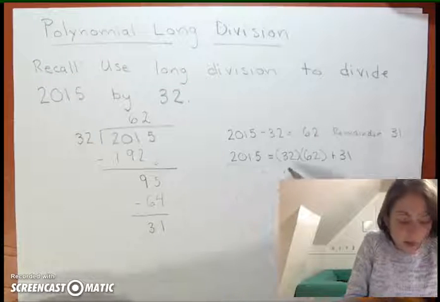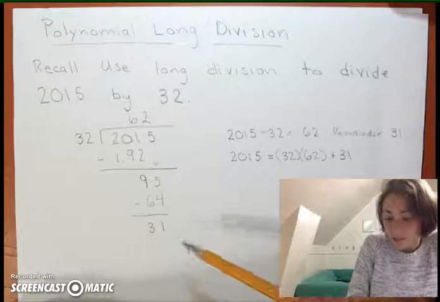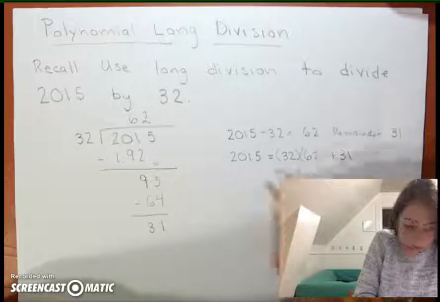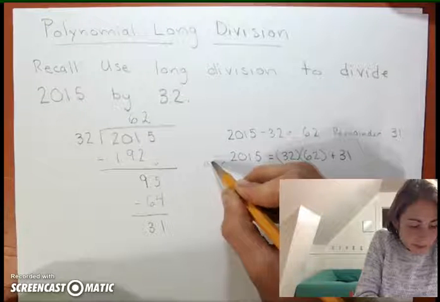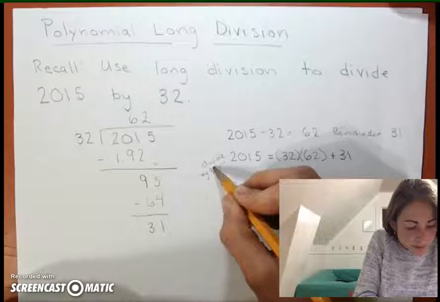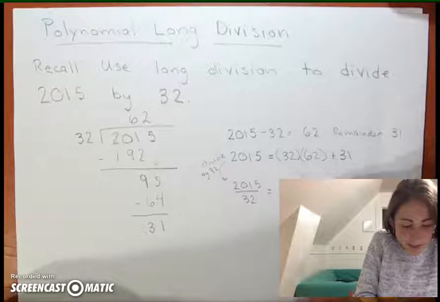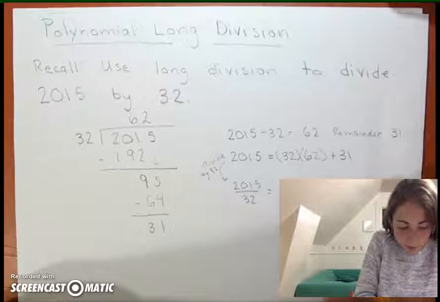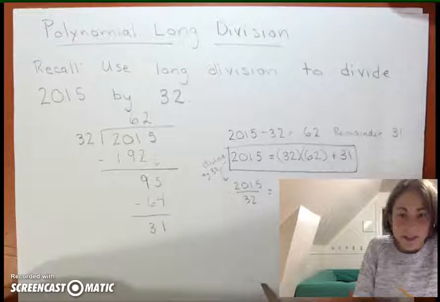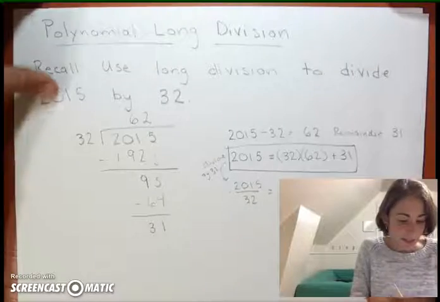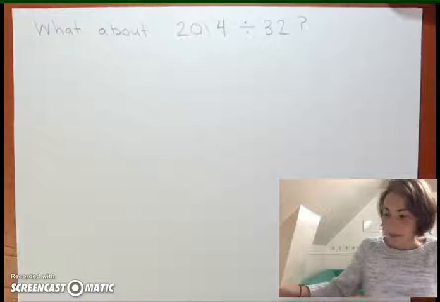It's like 2015 is almost 32 times 62, but we have to add in the remainder to get all the way up there. One other way that we could write this is that, say I take this expression, divide by 32. Then it says 2015 divided by 32 is the same as 62 plus 31 divided by 32. This is the most useful form, and we'll actually come back to this in just a minute. So that's our first example. We had a remainder there.